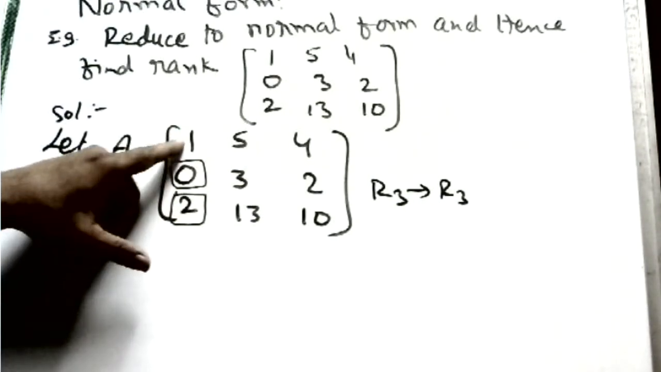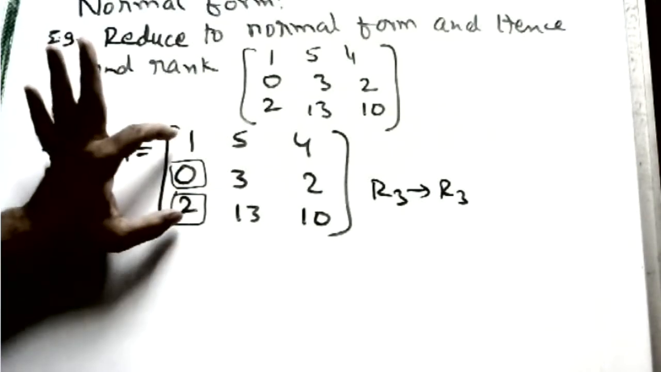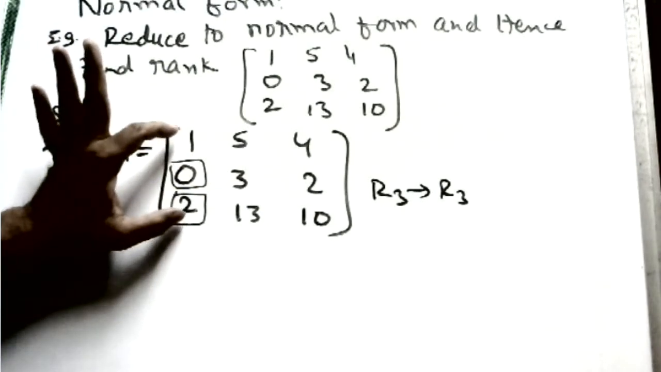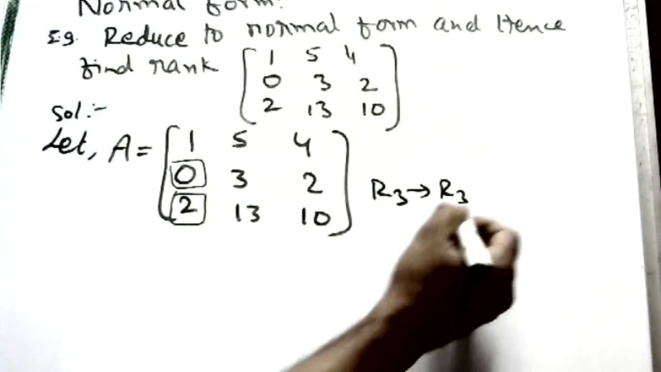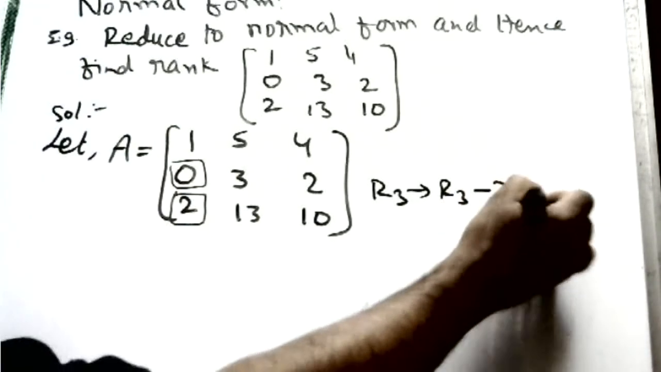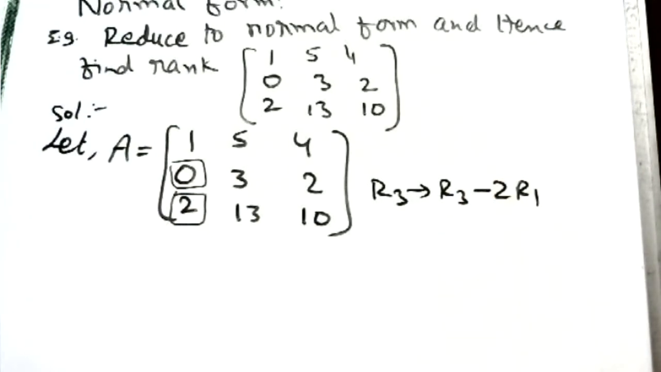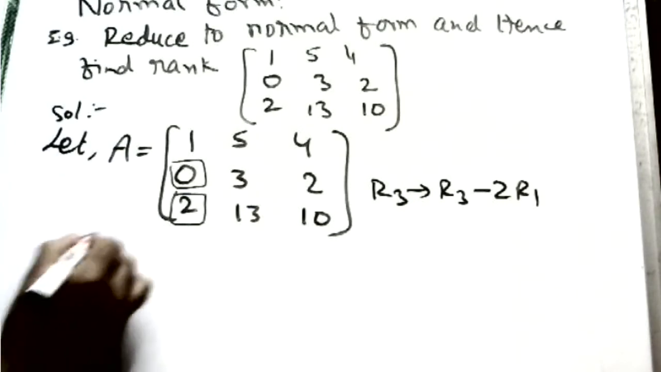2 ones are 2. 2 minus 2 will become 0. So we have to make these two numbers the same, equal numbers. So multiply this with 2. R3 minus 2R1.